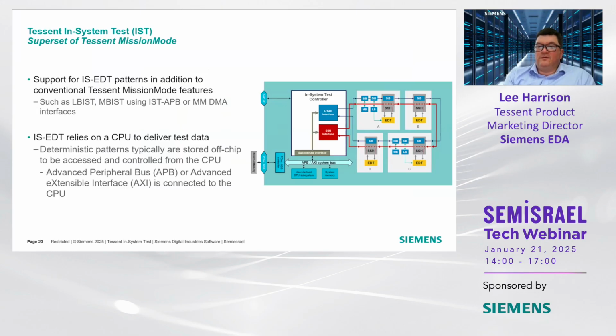So in terms of what I said as in-system test being the superset of MissionMode, so it still supports all of the functionality supporting logic BIST, memory BIST, and the various other features. But now with the support for full deterministic test patterns, we have this capability of being able to stream the patterns over the AXI bus, and then within the in-system test controller, there's the various buffering required to be able to cope with the delivery of that test pattern content.